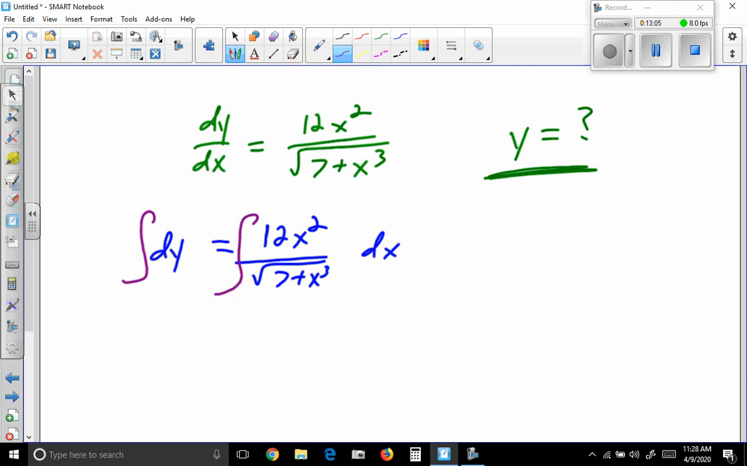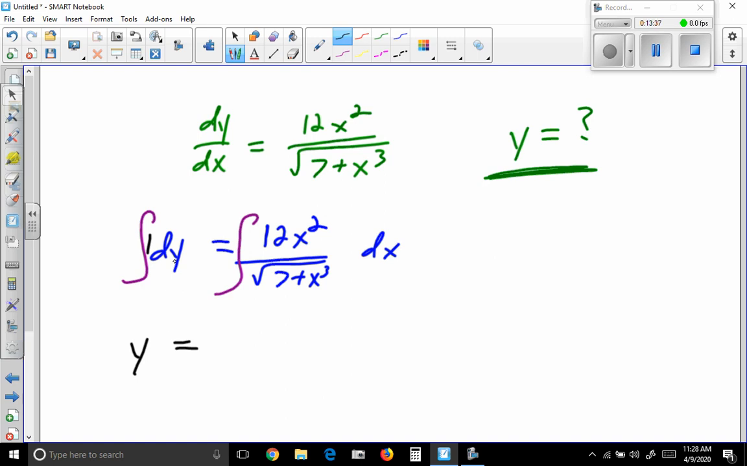Now, you might say, well, if it's just that simple, why is there a whole class? This is the most simple type. There are differential equations that are way more complicated, where we can't just simply isolate our variables and get the antiderivatives. All right, so on the left side, if we have just dy or 1 dy, when we integrate the constant, we pick up our variable. On the right side, we're going to have to do a substitution.